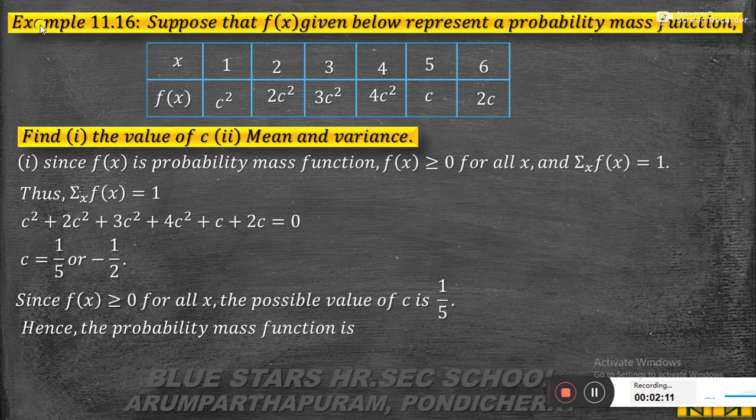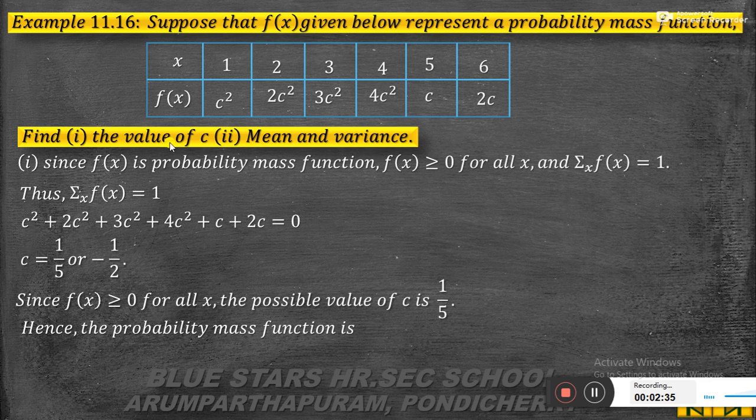You see here, this is example 11.16. Suppose that f of x given below represents a probability mass function, where x equals 1, 2, 3, 4, 5, 6. f of x equals c square, 2c square, 3c square, 4c square, c, 2c. So this is the probability mass function table. Find the value of c, and next the mean and variance.